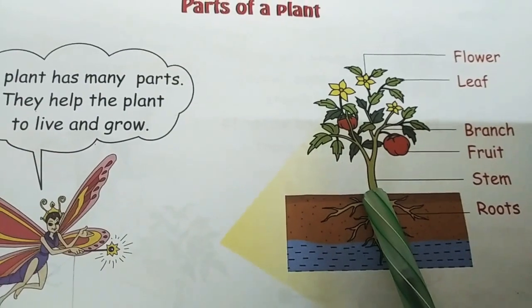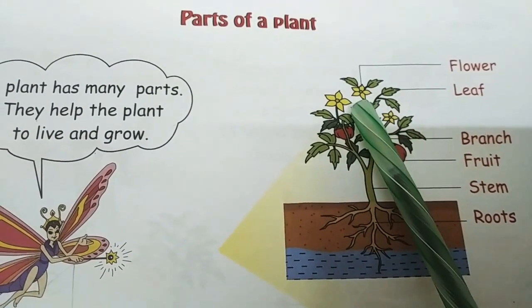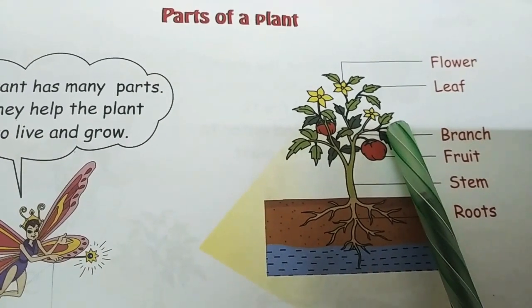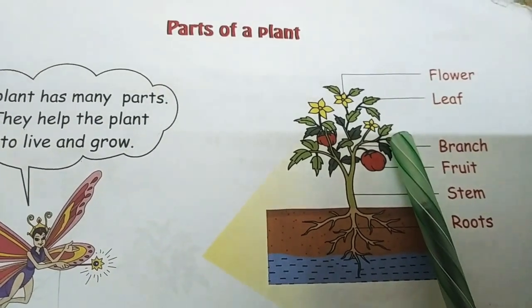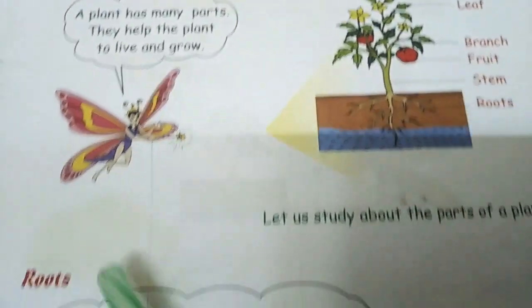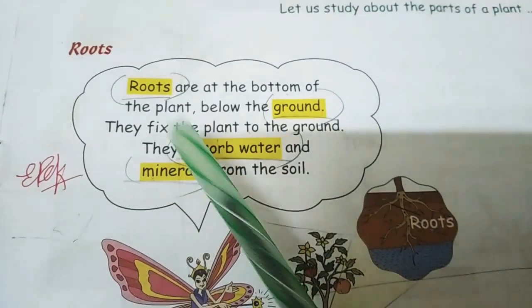So stem, it connects the other parts of the plant to the root. Fruits. Next is what? The leaves. Leaves make food for the plant. Okay. So now let's see each of the parts in detail.